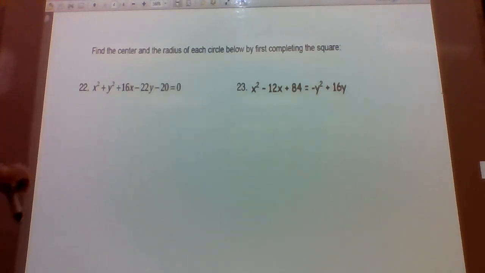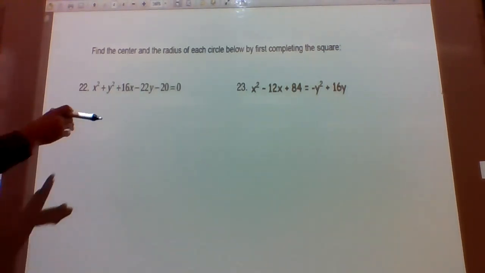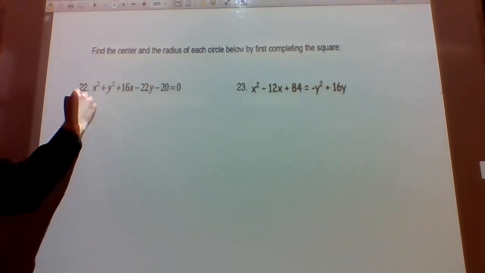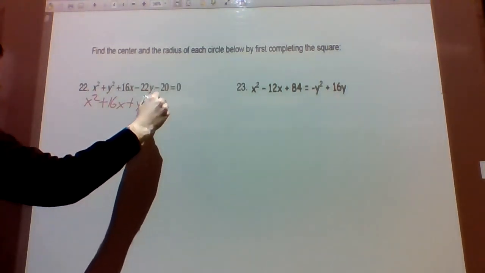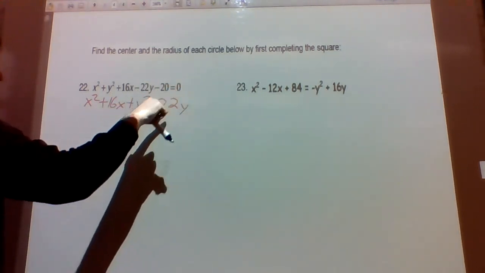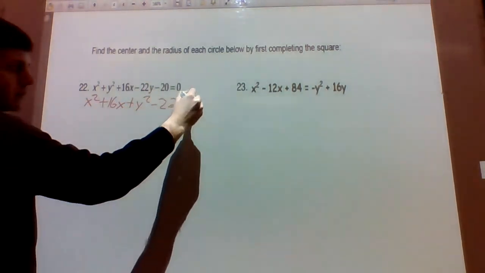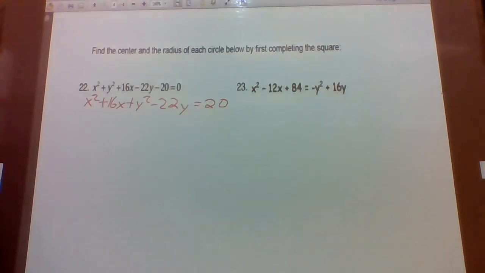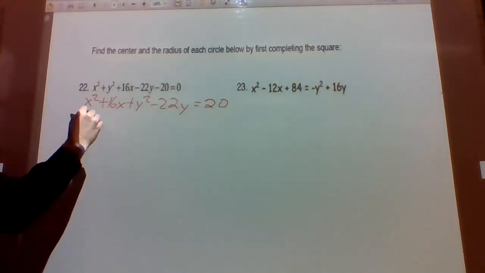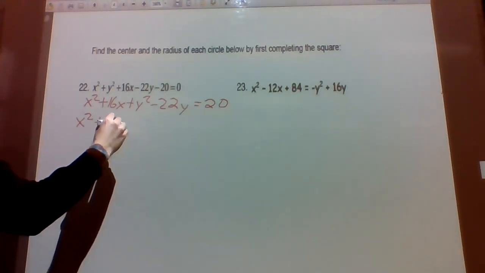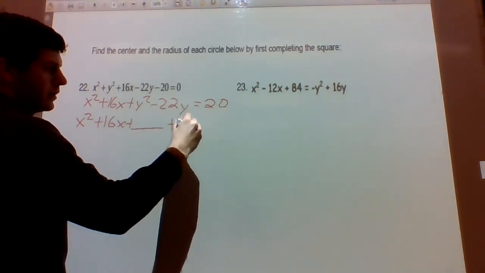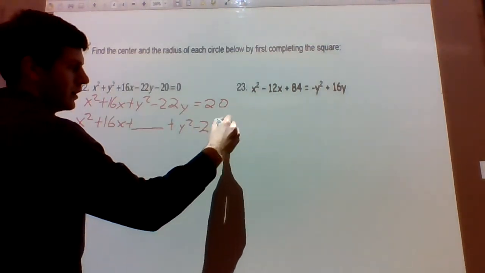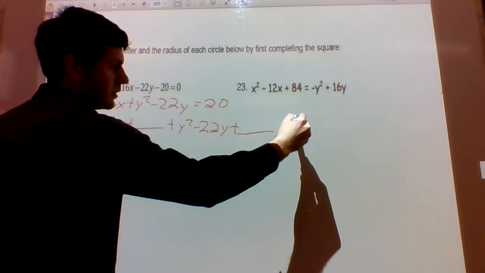So we want to reorder this. Let's do x squared plus 16x plus y squared minus 22y. And let's move the 20 to the other side. Let's add 20 to both sides. Now we want to get perfect squares, so we want to leave a blank here, plus y squared minus 22y plus a blank, and that's going to equal 20.